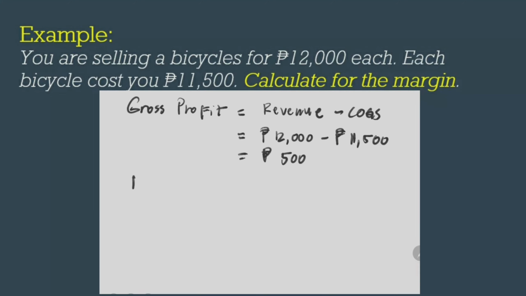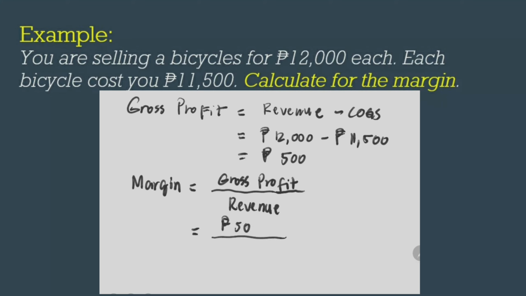So ngayon, since meron na tayong gross profit, pwede nating makuha yung margin. So yung margin is equals to the gross profit over revenue. So what we're going to do here is we just substitute the value of gross profit, which is 500 pesos, over revenue, which is equals to 12,000 pesos. So when you divide 500 by 12,000 pesos, it will be equals to 0.042.